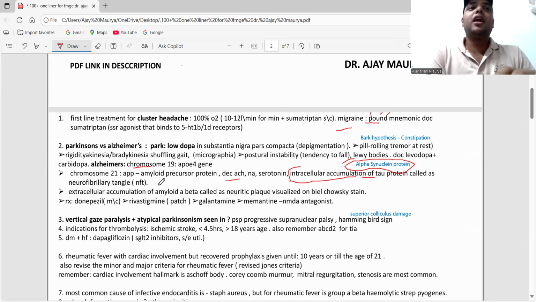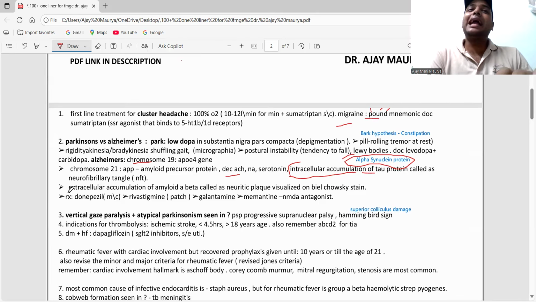Called neurofibrillary tangles. Okay. As you know, the severity of Alzheimer's disease depends on the neurofibrillary tangles. Okay, the next one is the extracellular.